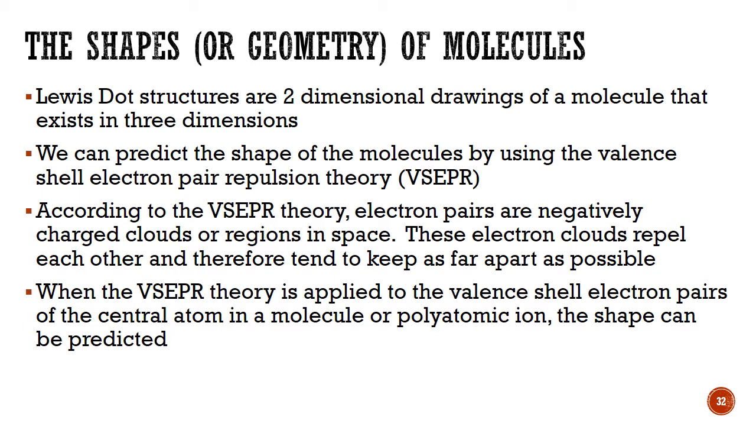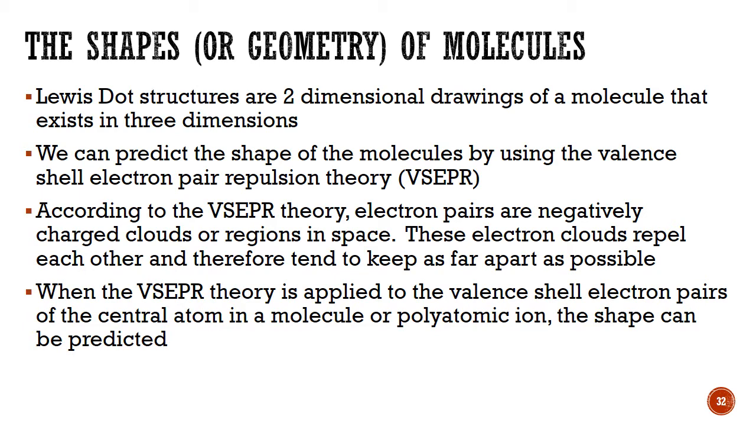So what we're going to do is predict the shape of the molecules by using what's called the VSEPR theory. VSEPR stands for valence shell electron pair repulsion theory. So what do all those words mean? Well, valence shell, you know that the valence shell is the highest energy shell. Electrons that are in the valence shell. Pair, because we know that electrons like to stay in pairs, repulse each other.